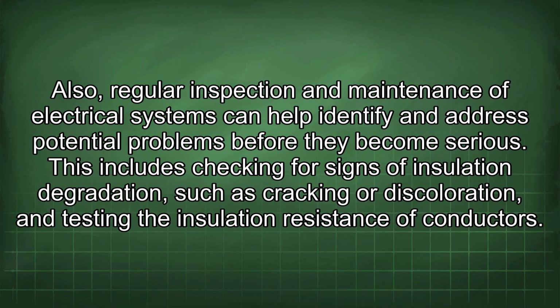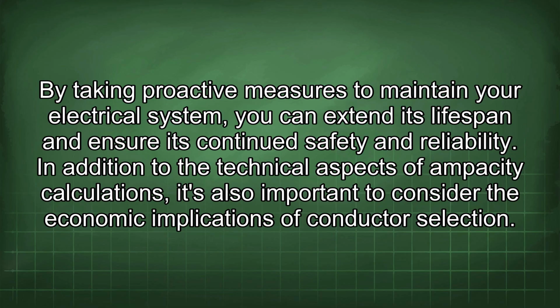Also, regular inspection and maintenance of electrical systems can help identify and address potential problems before they become serious. This includes checking for signs of insulation degradation, such as cracking or discoloration, and testing the insulation resistance of conductors. By taking proactive measures to maintain your electrical system, you can extend its lifespan and ensure its continued safety and reliability.